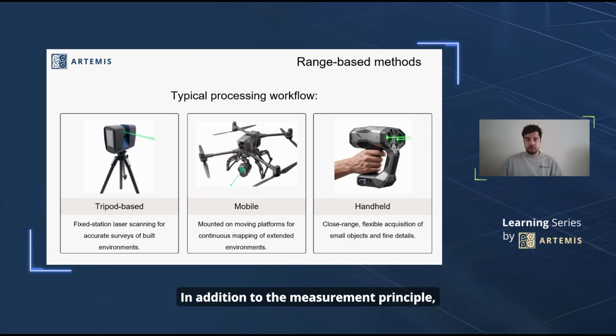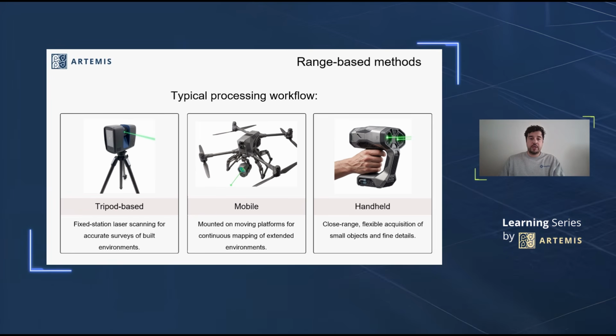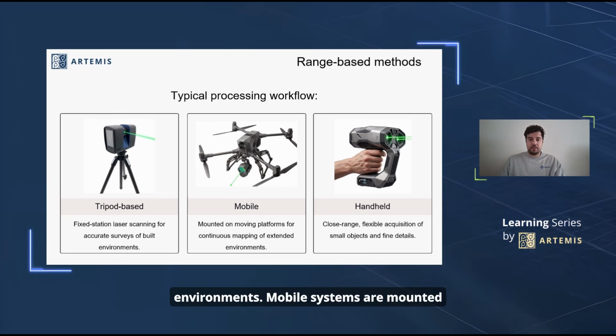In addition to the measurement principle, we can distinguish several instrumental configurations. Tripod-based systems are fixed station laser scanners used for accurate survey of built environments. Mobile systems are mounted on moving platforms such as vehicles, both terrestrial and aerial, robots, or backpack systems, and they allow rapid and continuous mapping of large environments. Handheld systems are more flexible and suitable for close-range surveys, small objects, and complex details.